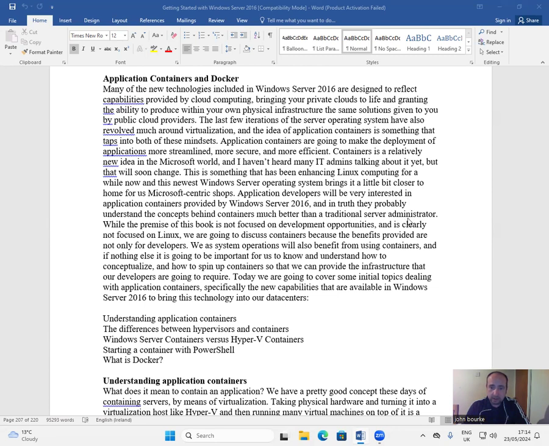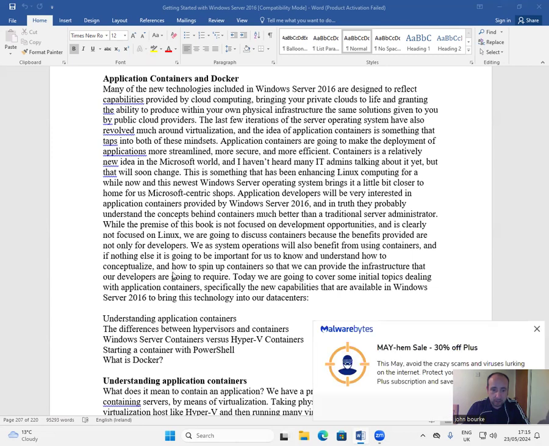a traditional server administrator. While the premise of this book is not focused on development opportunities and is clearly not focused on Linux, we are going to discuss containers because the benefits provided are not only for developers. We as system operations will also benefit from using containers, and if nothing else, it is going to be important for us to know and understand how to conceptualize and how to spin up containers so that we can provide the infrastructure that our developers are going to require.